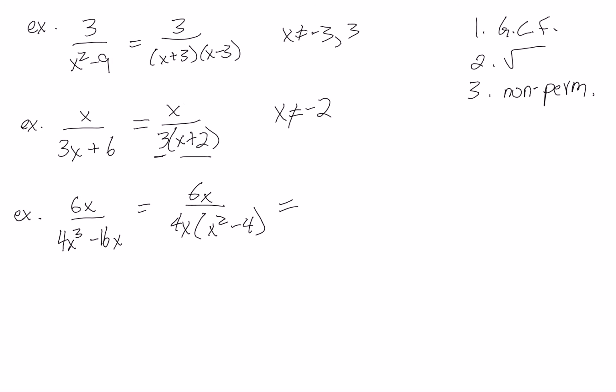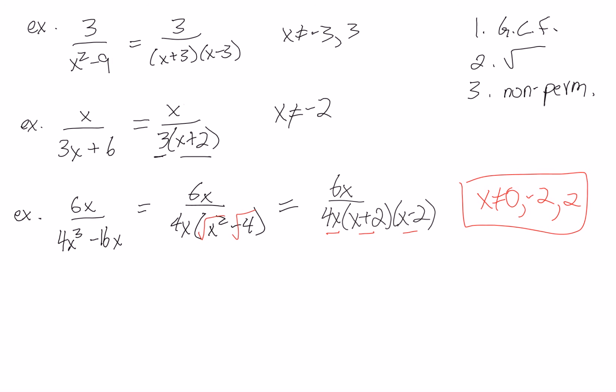Now we can still do a square root factoring. So you want to square root both of those. So we'd have 6x on the top, 4x on the bottom, and then we'd have x plus 2 and x minus 2. So we're good. Now we just got to take care of the non-permissible values. We have an x out front by itself, or 4 times x, but it doesn't matter. That's still going to be 0. Then we have the opposite there, so minus 2, and the opposite for the last one is plus 2. So in this case we get 3 different non-permissible values.